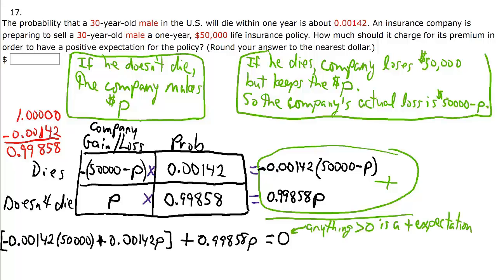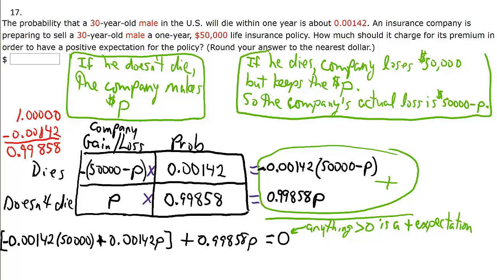I went ahead and multiplied through by the parentheses on top. So I first have to take negative 0.00142 times 50,000, and that gives me a negative product. But then I take negative 0.00142 and multiply by negative P, which makes it a positive. So I get positive 0.00142P. And then, of course, I have to add that to the product from the second row, which was 0.99858P.